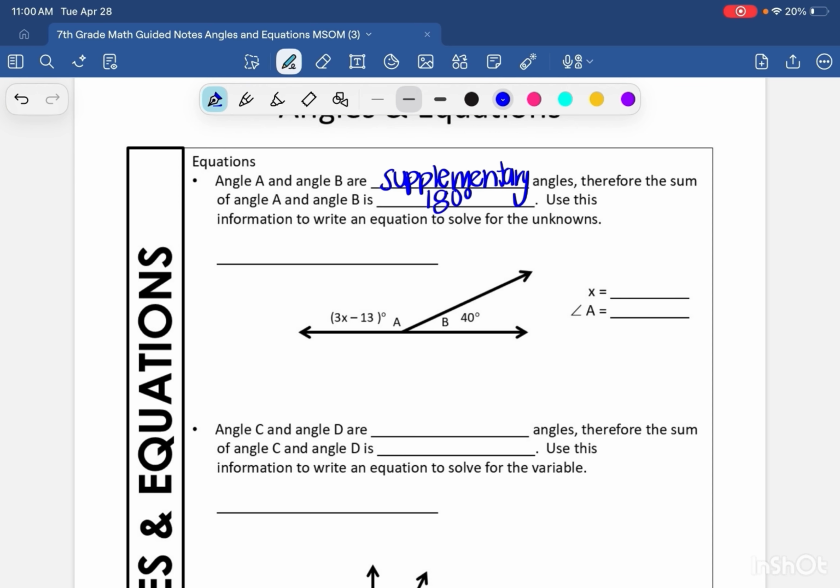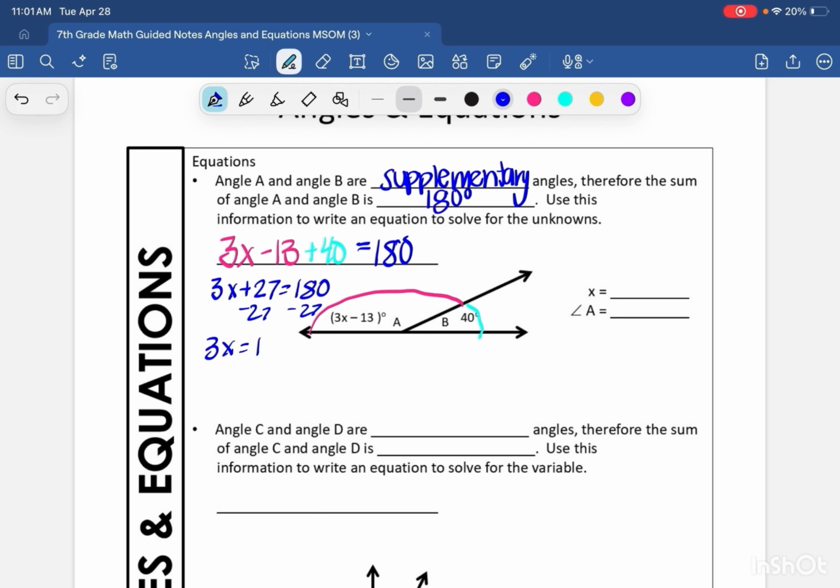All right, so I know that angle A is 3x minus 13. And I'm going to add that with angle B. And that has to equal 180 degrees. So let's simplify here. 3x negative 13 plus 40 is plus 27 equals 180, minus 27. 3x equals 153. Divide each side by 3. I get x equals 51.